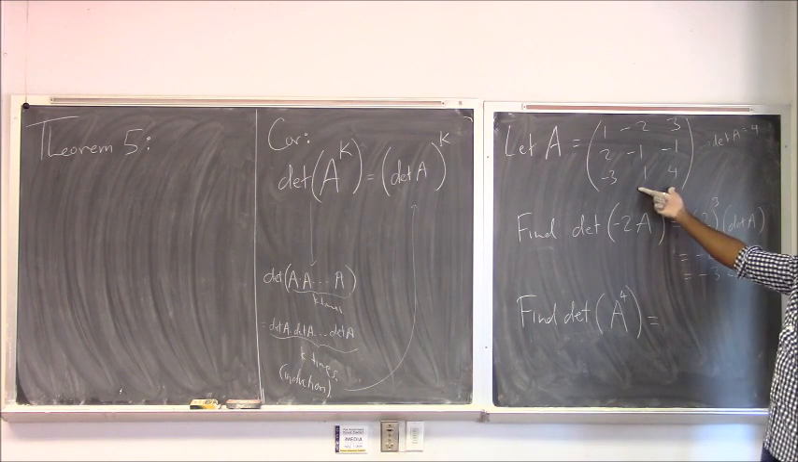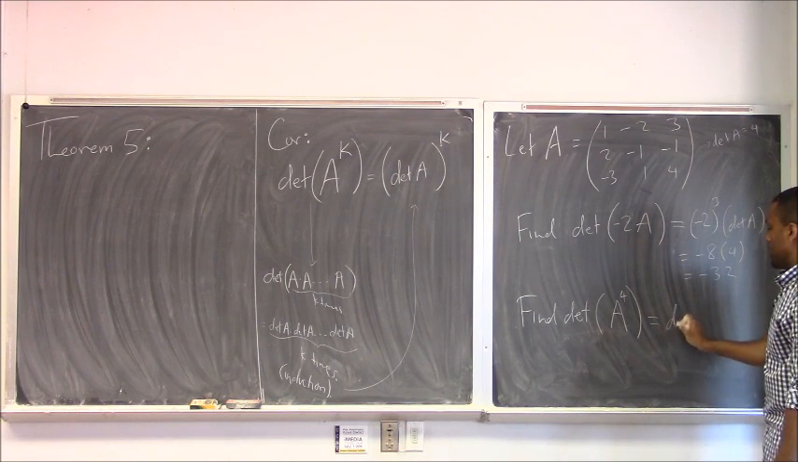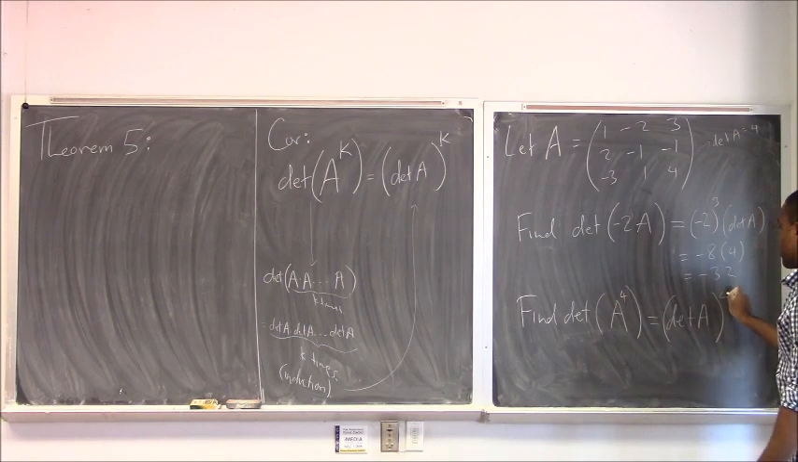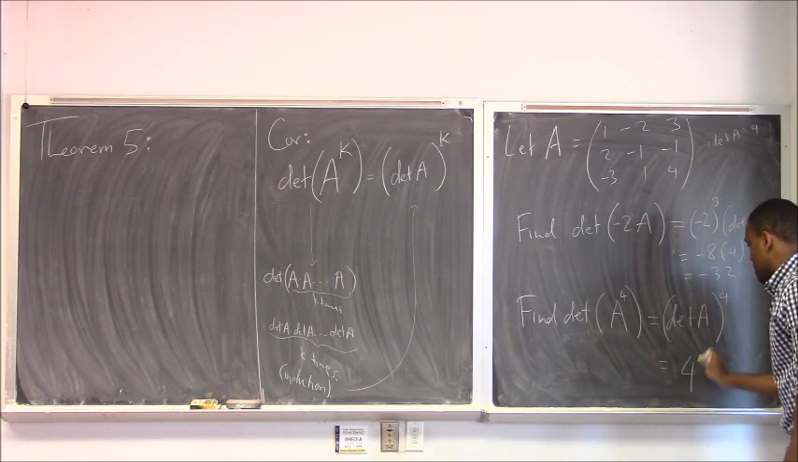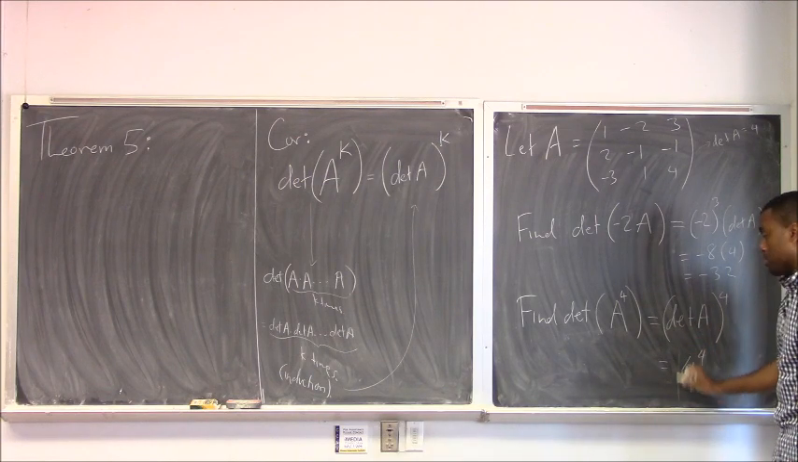What about this one? Well, if we're going to multiply that by itself 4 times, 256, which students have actually attempted to do. But no, this is just going to be the determinant of A, and you take that to the 4th. Which is just 4 to the 4th, which I'd accept.